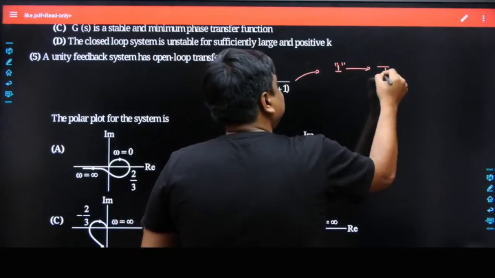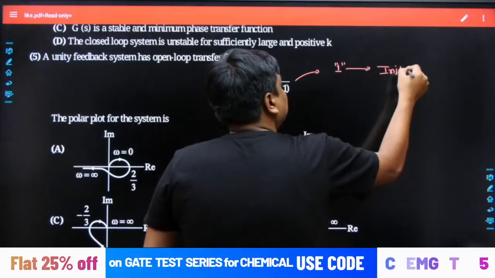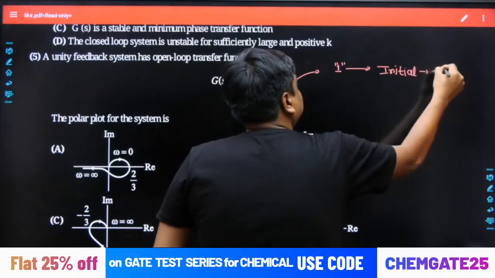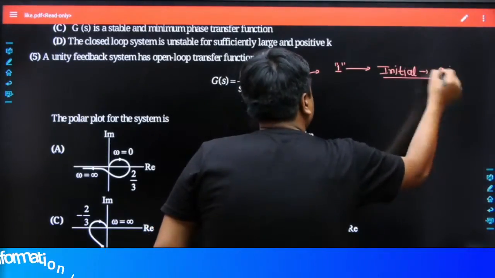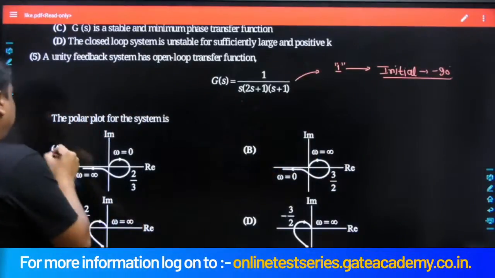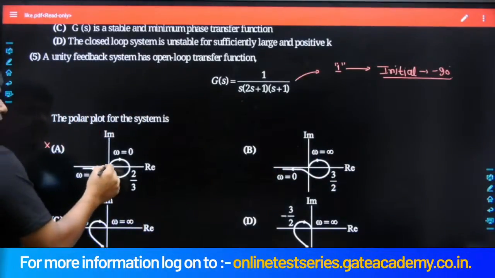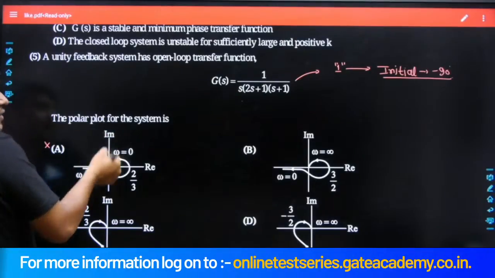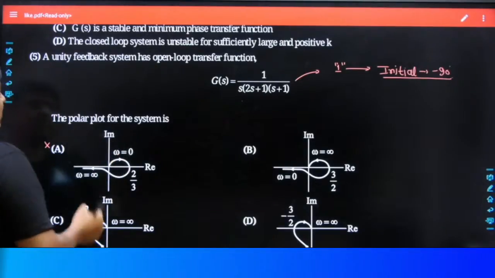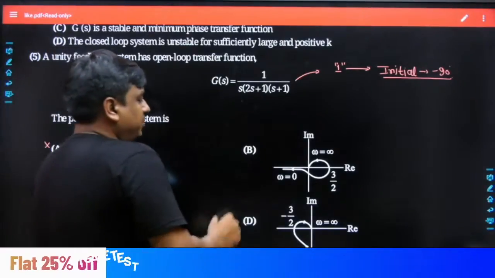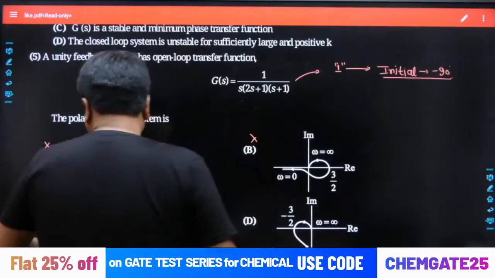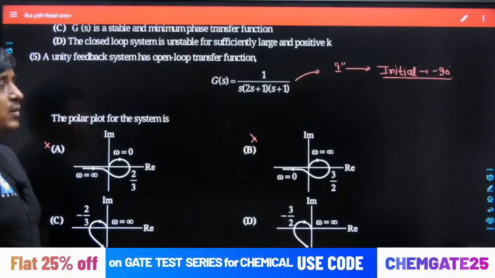what's going to be its initial angle? The initial angle is simply going to be minus 90 degrees. Option A has been ruled out, because here the initial angle, taking the reference of the positive imaginary axis, is plus 90. Similarly, B has also been ruled out. You are left with option C as well as D.